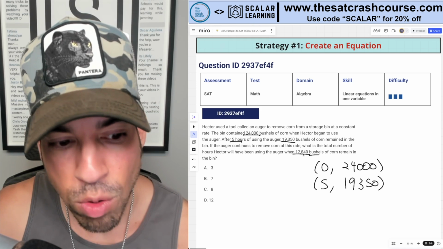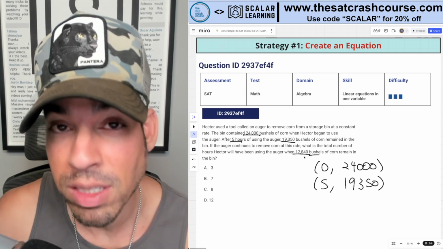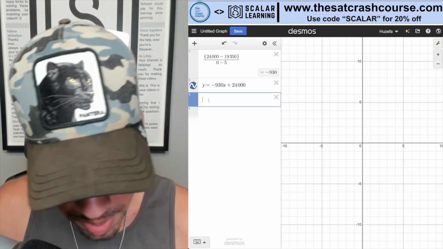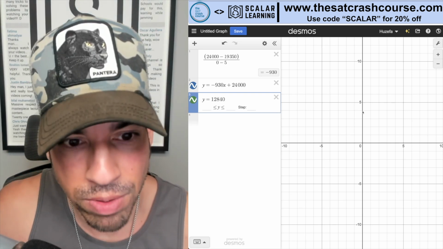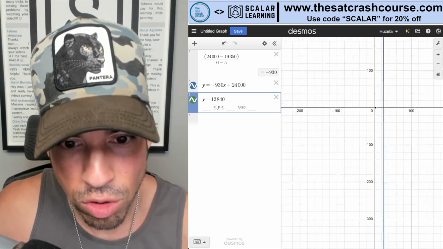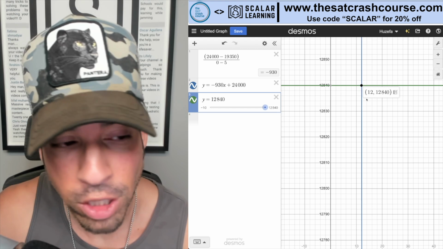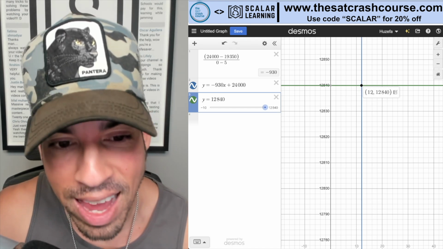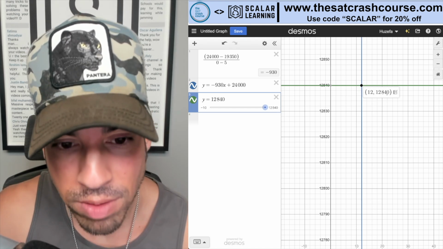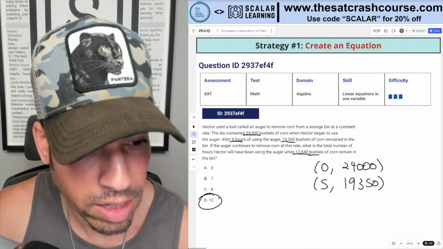Now, coming back to the question, we're trying to figure out when this equals 12,840 bushels. So I'm going to type in on a separate line, y equals 12,840. And now I'm going to look for the intersection of these 2 lines. Let's zoom out. So here we have our intersection point of the 2 lines. We've got 12,840, which means the x value is 12 when we have this many bushels. So that's it. D is the winner.